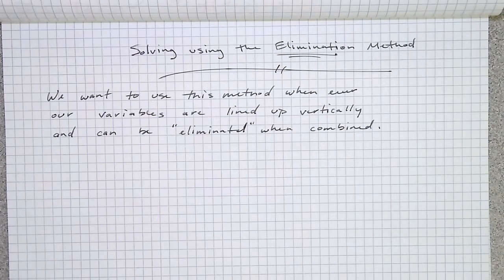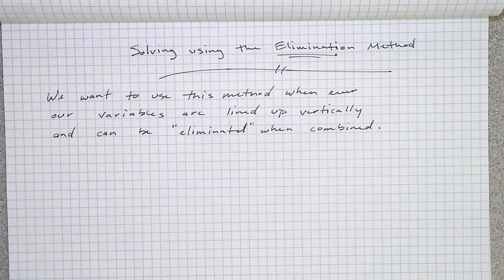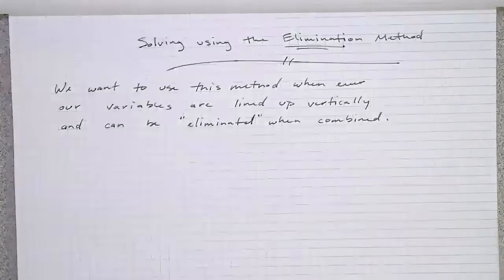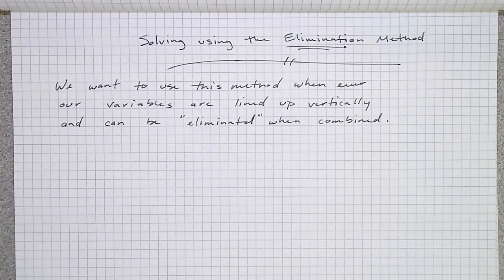So a little bit difficult of an explanation here, but we want to use this method whenever our variables are lined up vertically, and they can easily be eliminated when combined. Okay, it's kind of difficult at first. Make sense of it here in a minute.